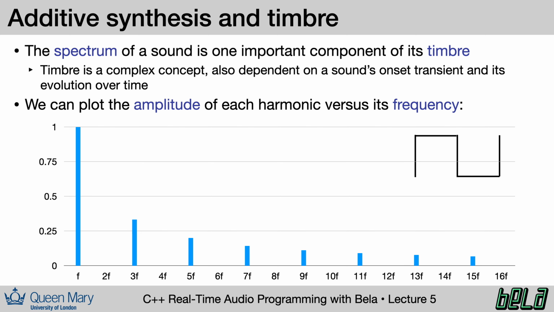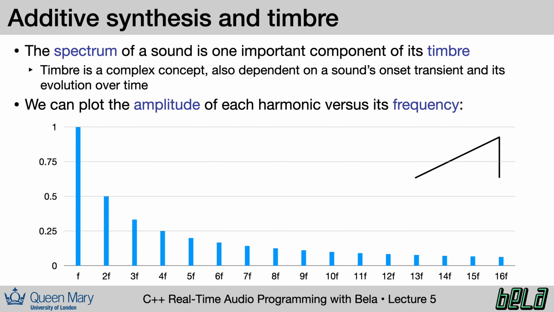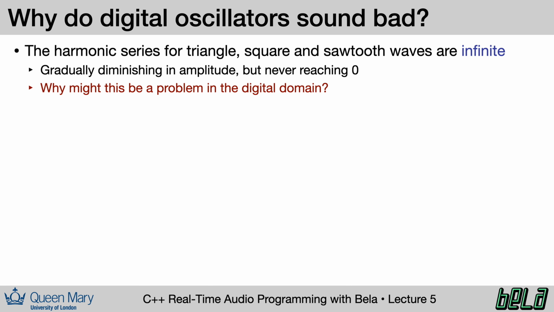An example of a common waveform that doesn't have odd symmetry is the sawtooth. In this case, the sawtooth involves adding together every frequency component with an amplitude equal to 1 divided by the harmonic number. So, for example, the second harmonic has an amplitude of 1/2, the third harmonic has an amplitude of 1/3, and so forth. I want to reiterate that the harmonic series for these waveforms are infinite. They do not stop at any particular frequency, even though they gradually diminish in amplitude towards 0. The question is why this might be a problem in the digital domain.